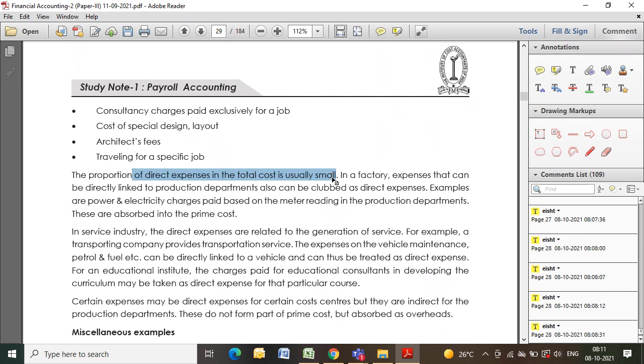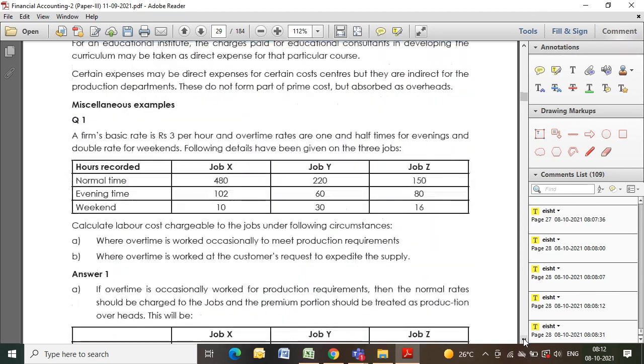Similarly, there are all other expenses which are also not prime, not direct. What happens is all factory expenses which are meant directly with the production are direct expenses. Just say electricity and water, power, electricity, they are directly linked with production of the factory. So they will be booked as direct expenses. This is how direct and indirect happens. So now let's see a question.